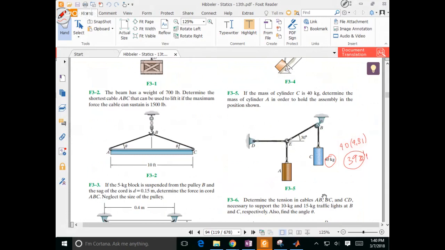392. So 392 newtons. So what that means is somebody's pulling here with 392 newtons. It says if the mass of the cylinder, determine the mass of cylinder A. Well, then you've got to do this. And come to think of it, I'm not sure I wanted the complexity of dealing with that. So me, I might erase this whole thing and say somebody's pulling 392.